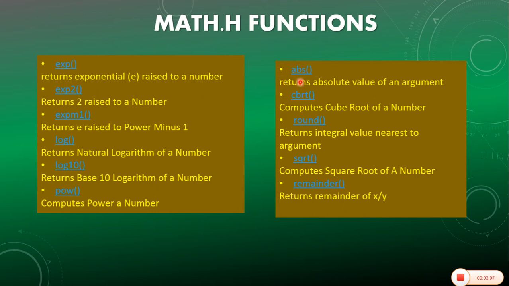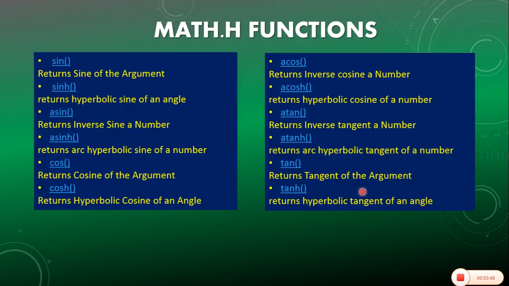This abs gives us the absolute value of an argument. CBRT is the cube root of a number. This function is used for calculating the cube root, and this one returns the integral value nearest to the argument, that is, it rounds off the value. This function is to calculate the square root, and the remainder of a division will be given by this. If you use this function, it will give you the remainder of any division.